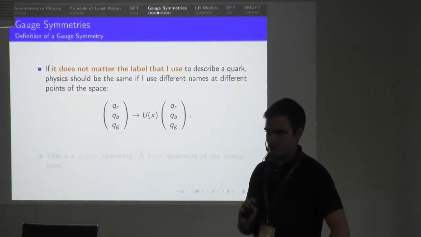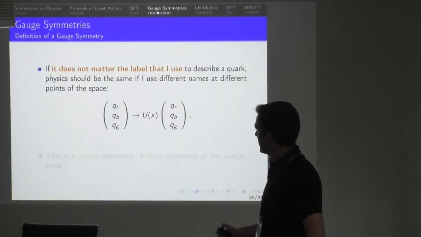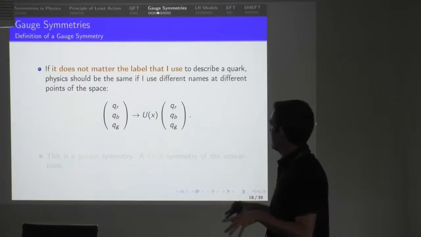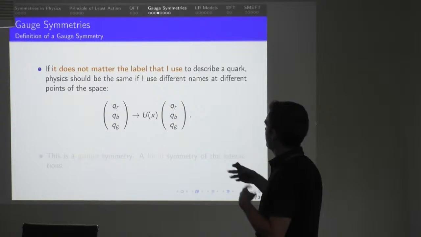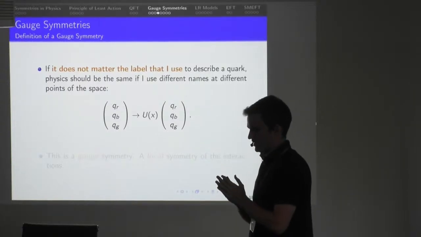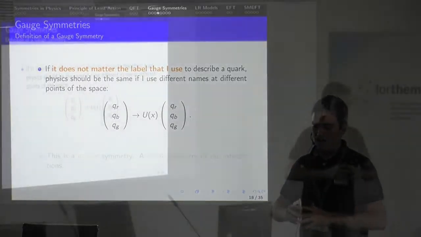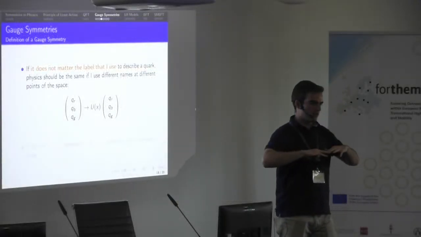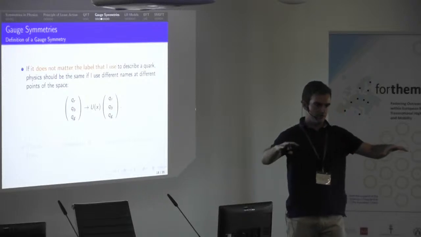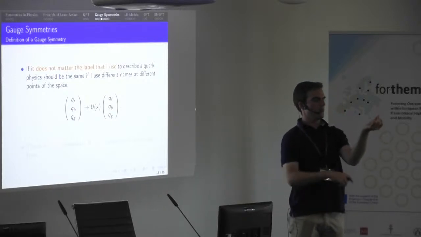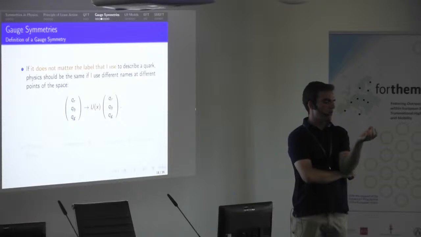But this is the crucial point. If it doesn't matter the label that I use to describe a quark, physics should be the same if I use different names at different points of the space-time. Let me explain this. I have told you that quarks are indeed fields. Every elementary particle is a field which is extended all over the place. So in this point, I'm studying a quark and I say, this is a red quark.